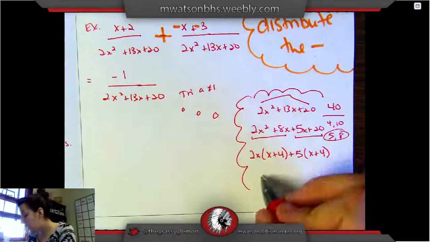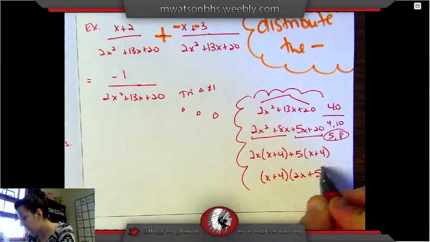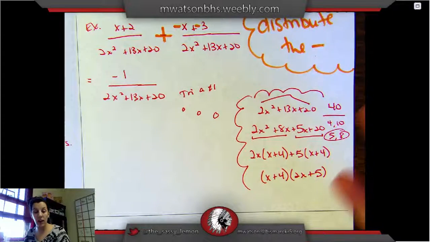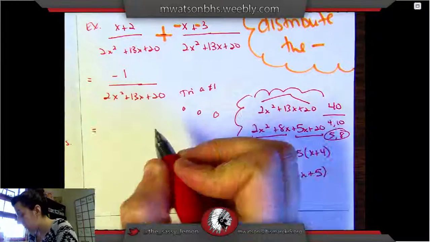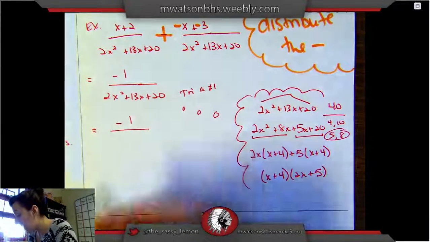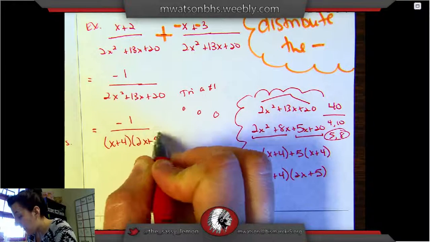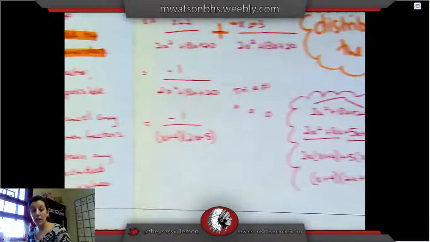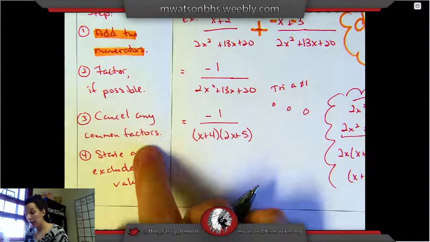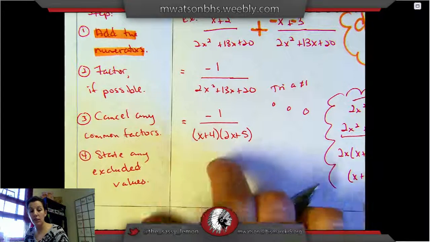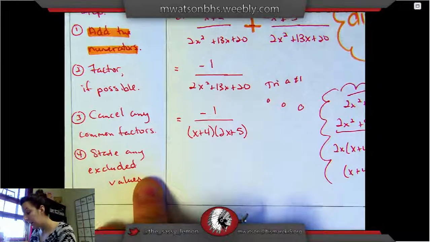And then lastly, we're going to pull out that common parenthesis and write what's left behind. And hopefully that's what you got whenever you worked it out by yourselves. And so now I can rewrite my denominator as x plus 4 times 2x plus 5. So back to our steps. We factored, but now we need to look and see, can we cancel any common factors? No, we cannot. And so lastly, state our excluded values.